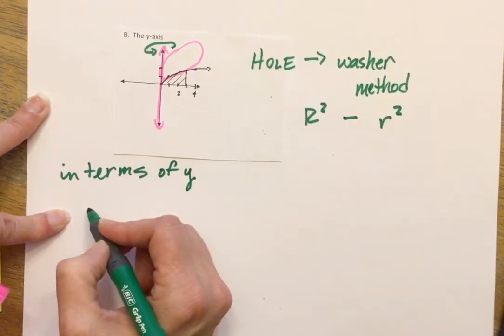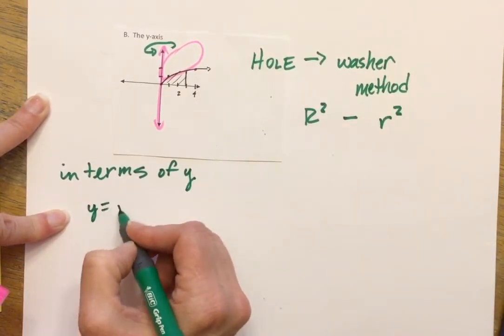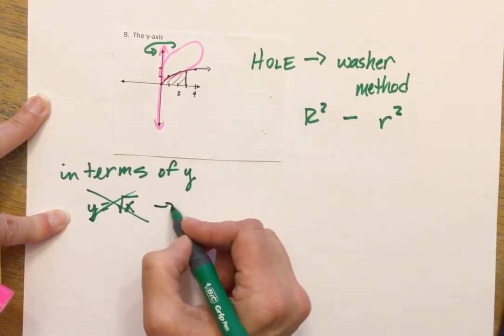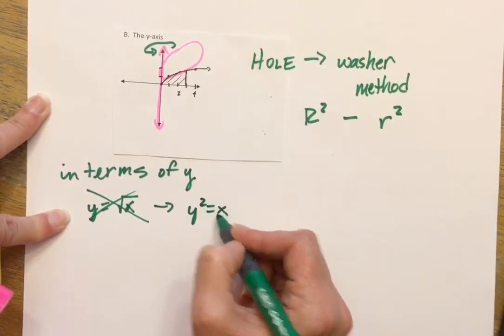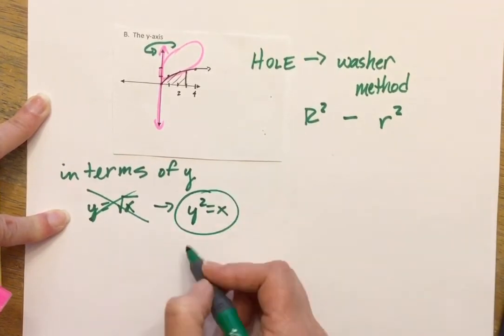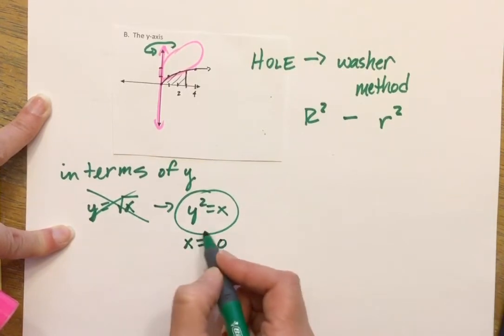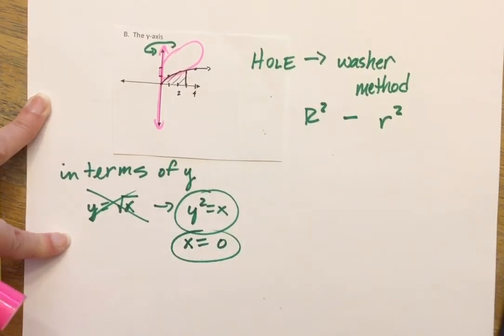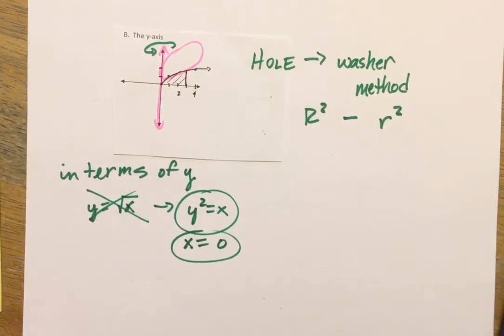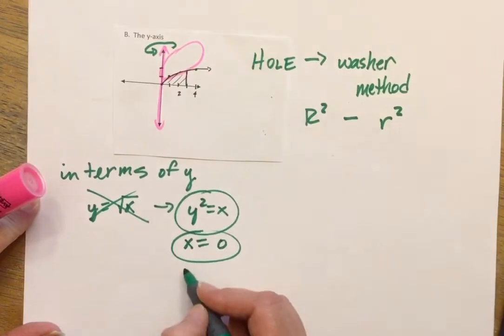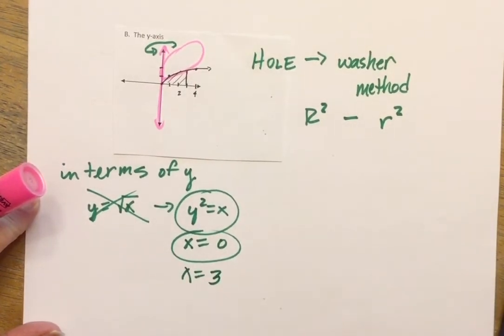So if we're in terms of y, we have the function y equals root x. We're not allowed to use that in this problem. We have to use y squared equals x. So we're going to use that. What we also know is that we're going around the line y-axis, which is x equals 0. And we have that line here, which is x equals 3.